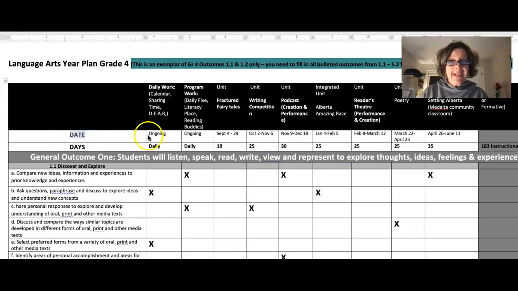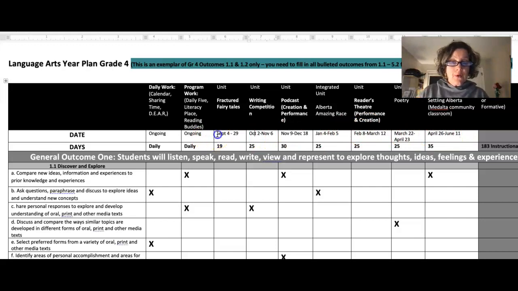Okay, so here I talked about this. You actually have the dates. So for this, you can say ongoing because it's going to be ongoing throughout the whole year. And then from Fractured Fairy Tales, I'm going to do from September 4th to 29th, and that's actually 19 instructional days. Okay, October 2nd to 26th gives me 25 instructional days, and so on and so forth, all the way to the end of the year.